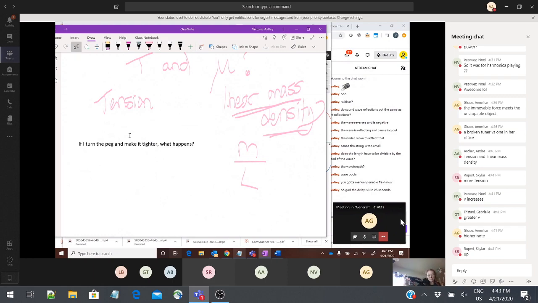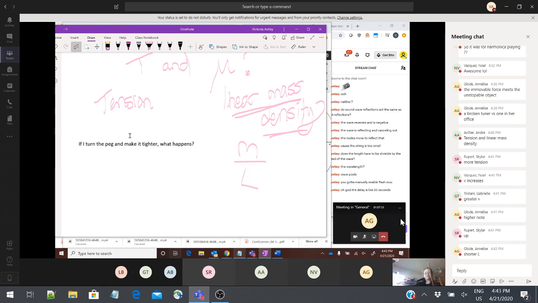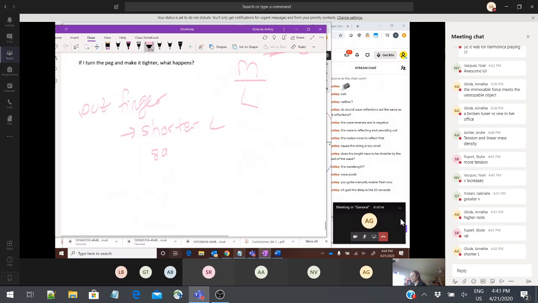Another thing I can do, I can put a finger down. What happens if I put a finger down? Those of you who play guitar, it's about which fret you're on. Put a finger down. Shorter L. So if I put a finger down, that means I have a shorter L, but I have the same V. So my fundamental, which is V over 2L, is going to be higher or lower?